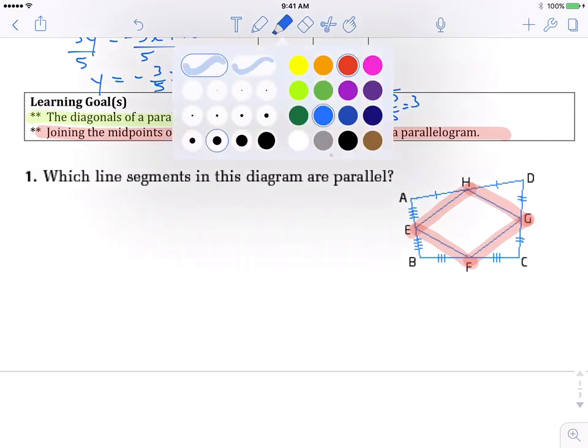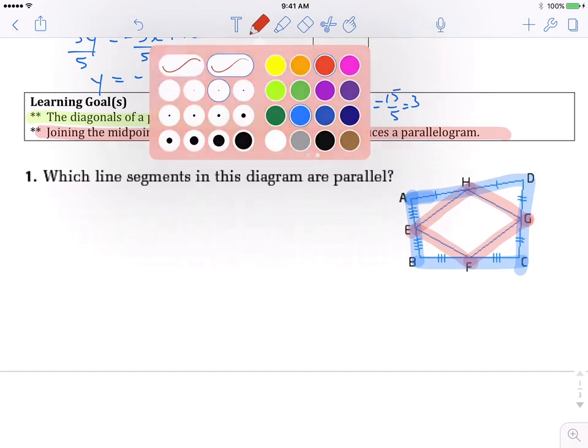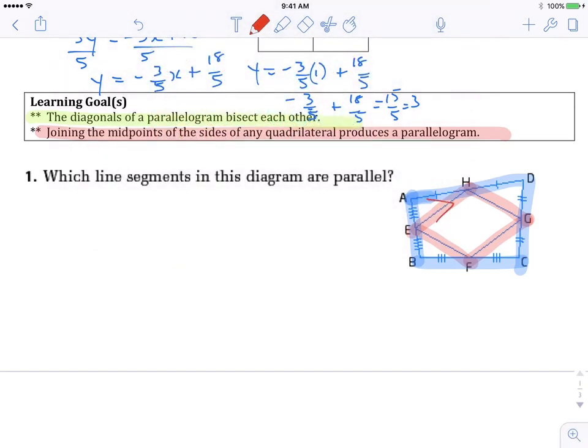I'll highlight that as well. So we have A, B, C, D. The midpoints of that quadrilateral are E, F, G, and H. And when you join the midpoints, it produces a parallelogram. Well, if we're told that that indeed is a parallelogram, then we know that this line must automatically be parallel to the side opposite, and this one here must be parallel to that one there.